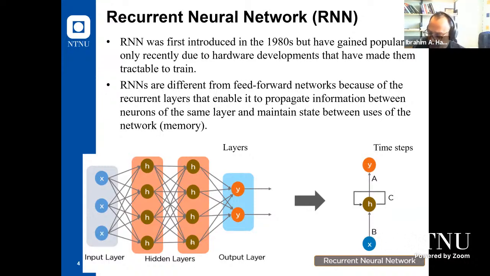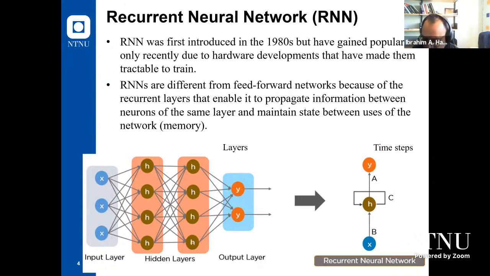RNN is different from feed-forward because of recurrent layers. We have recurrent layers that enable it to propagate information between rows of the same layer and maintain state between uses of the network. So each time we have some input sequence, we will scan this input sequence from left to right, for example, and each time we will update the state, and we will share the model parameters between different updates. In this case, we can maintain a kind of state or memory between different uses of the network.